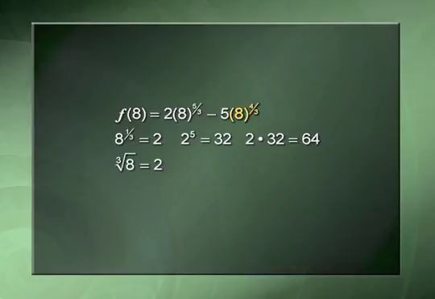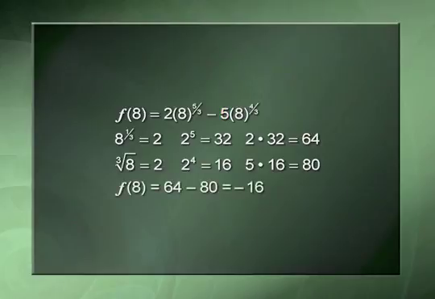Cube root of 8 is 2. 2 to the 4th is 16. 5 times 16 is 80. So it's 64 minus 80, which is minus 16. Ouch. That's tough stuff, isn't it? It's not calculus at all. But it's very difficult. I'm the first to admit it. It's not easy for me to do it either.